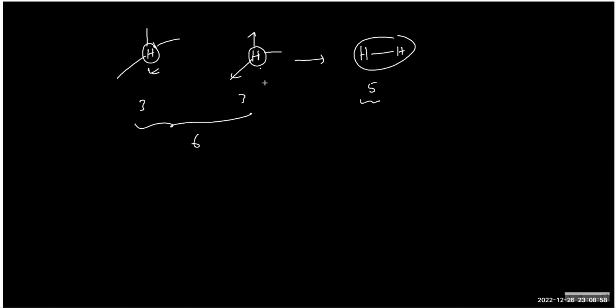So the idea is simple. When you have a connection, so when H atoms connect together, you reduce the degrees of freedom. Earlier you had 3 and 3, 6 as a system, but now as a whole system you have 5. So connection reduces the degrees of freedom. This is what I'm saying.